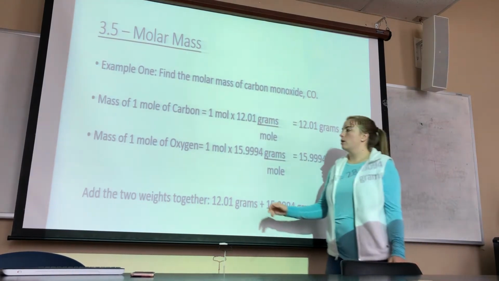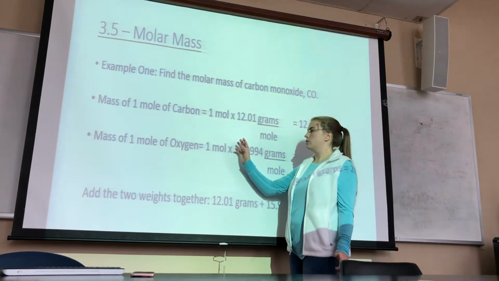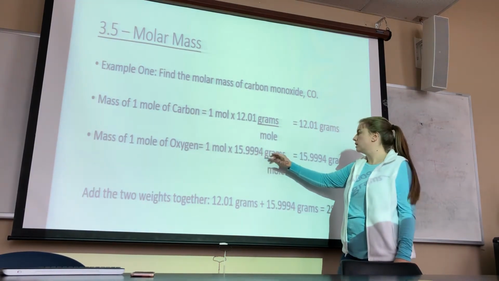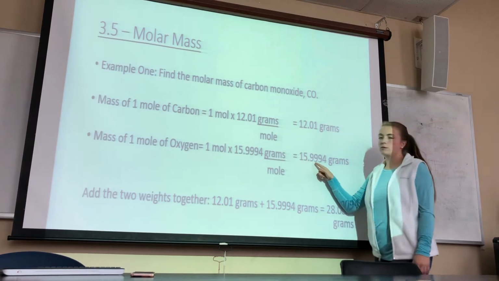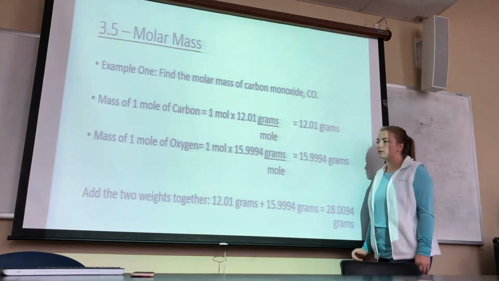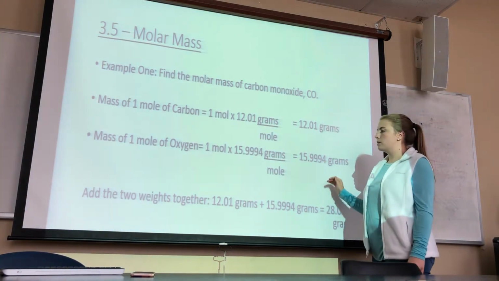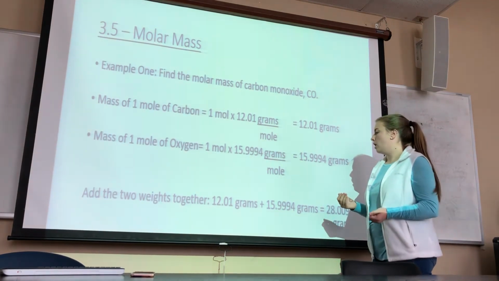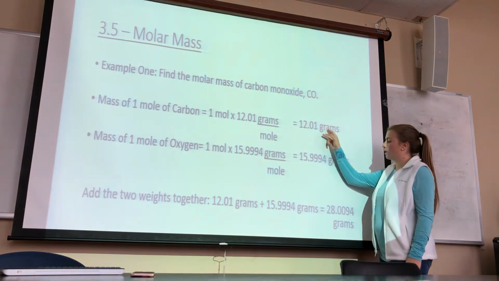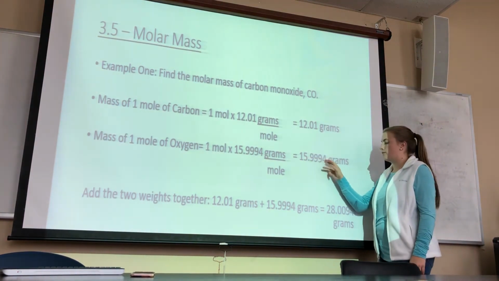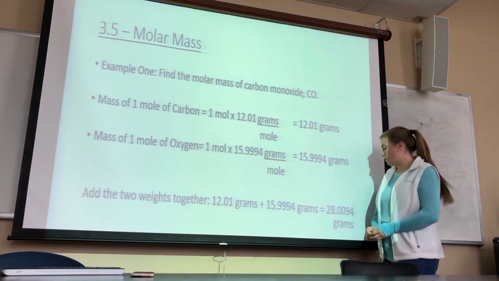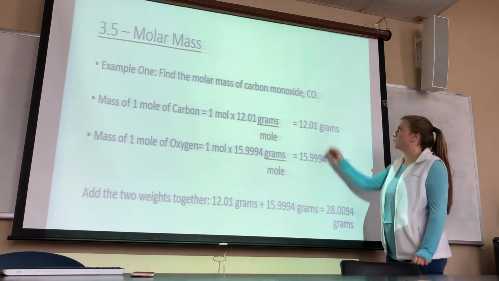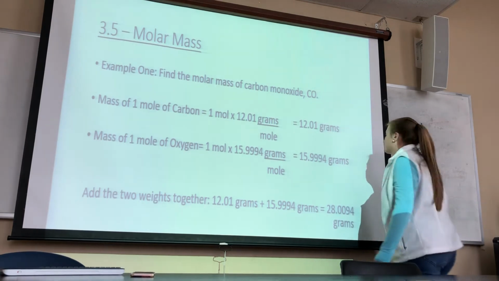Then you find the mass of 1 mole of oxygen, so the same concept. You're going to cancel out moles and take the atomic mass. And when you multiply across, you get 15.9994 grams. Then the second step is to add the 2 weights together. So you're going to add 12.01 grams to 15.9994 grams, and you get 28.0094 grams, which is the molar mass for carbon monoxide.